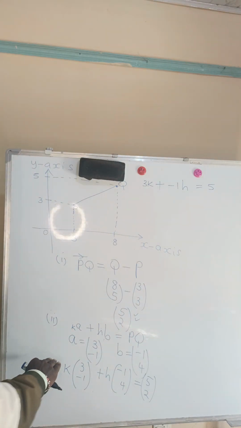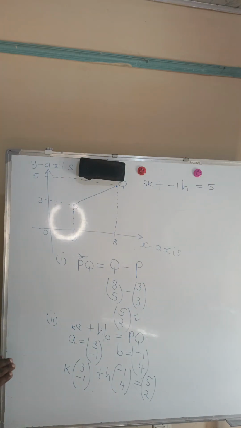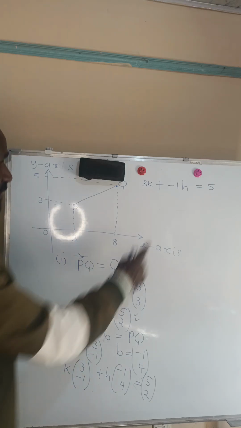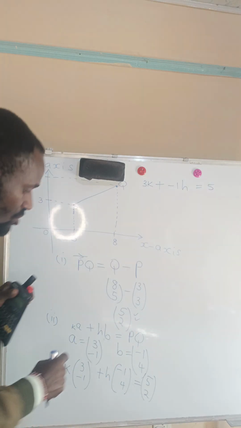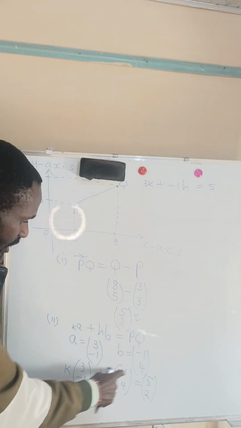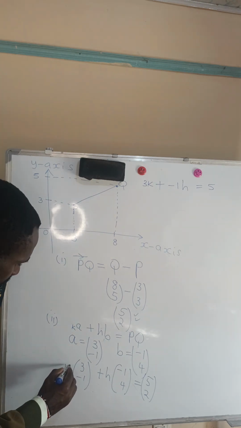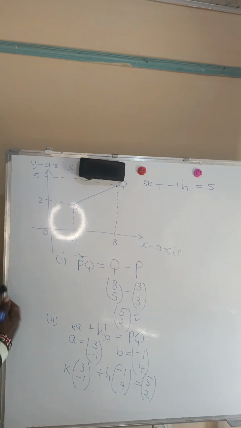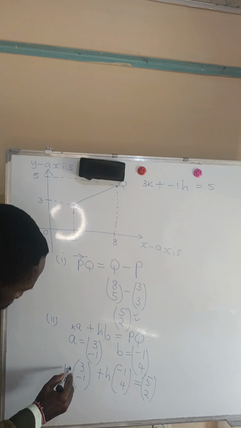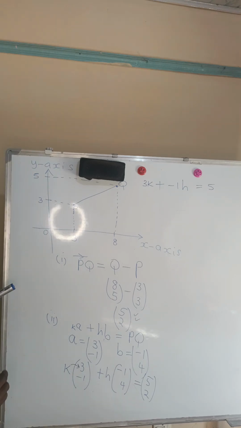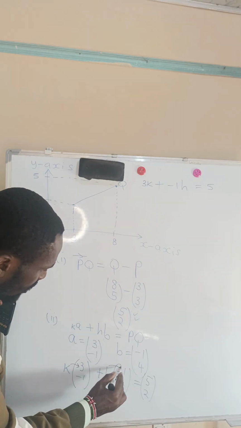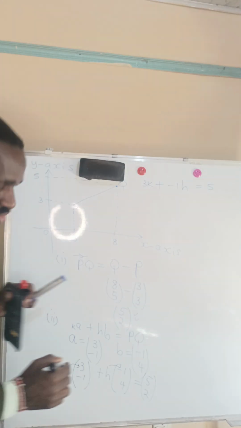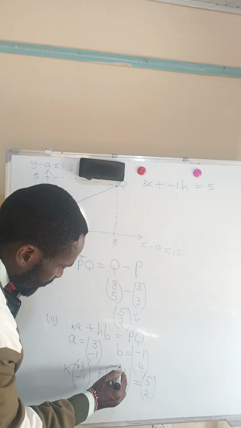I've decided to do the first part of that expression first. Saying k times 3, I'll get 3k, then h times negative 1, I'll get negative 1h. So it is plus negative 1h. So k times 3, I'll get 3k, then plus h times negative 1, I'll get negative 1h. That must be equal to 5.